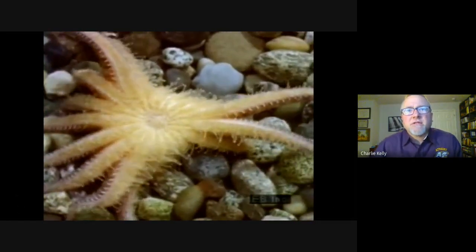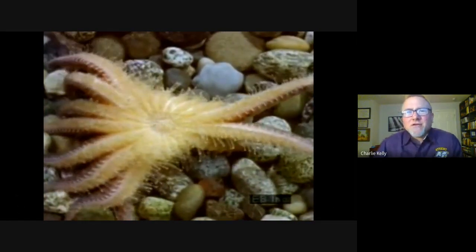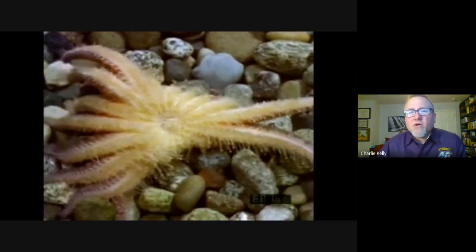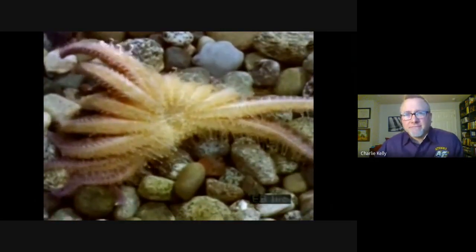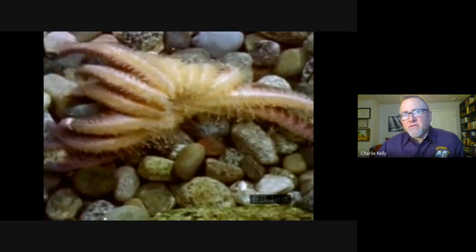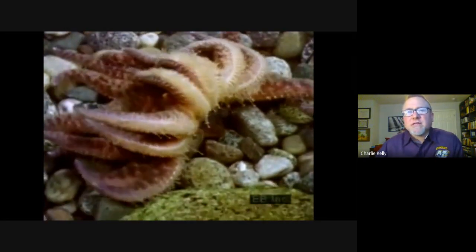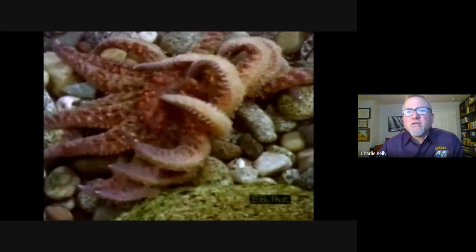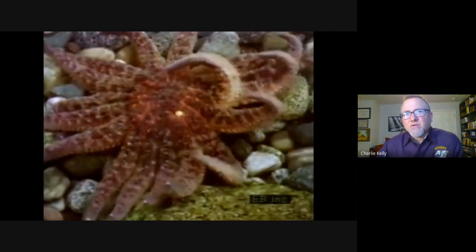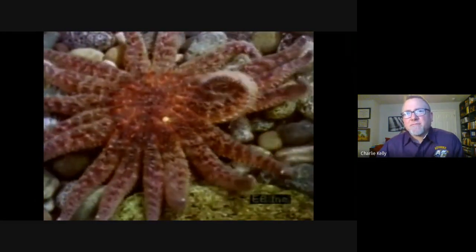All right, so here we see one. A starfish can move in any direction with any one of its arms in the lead. On the underside of the starfish are rows of movable projections called tube feet. The tube feet are slender tubes that extend as water is pumped into them.